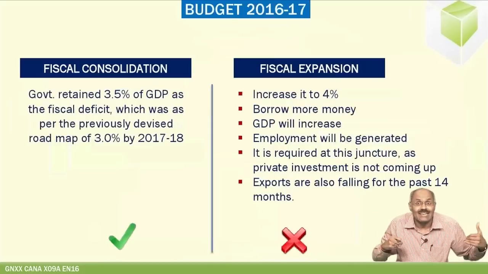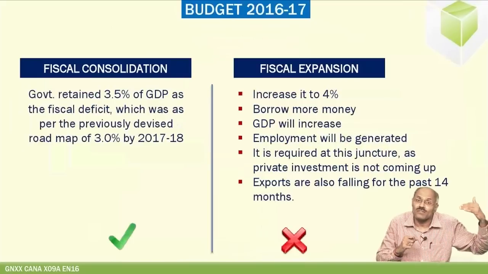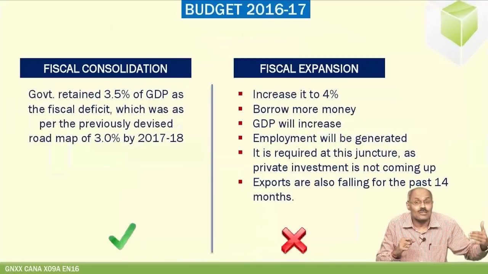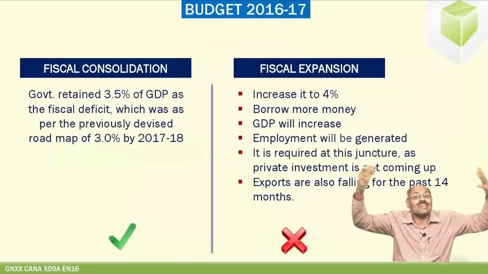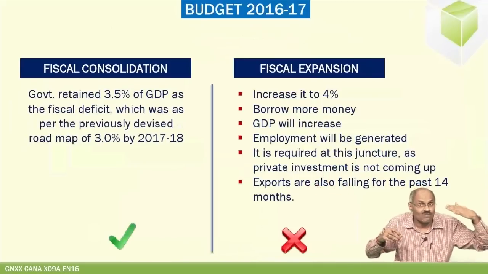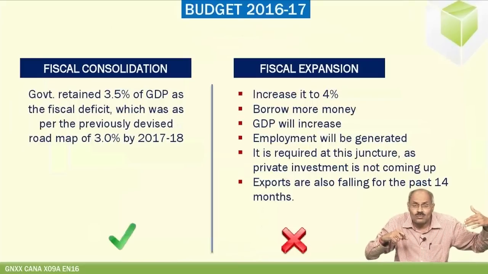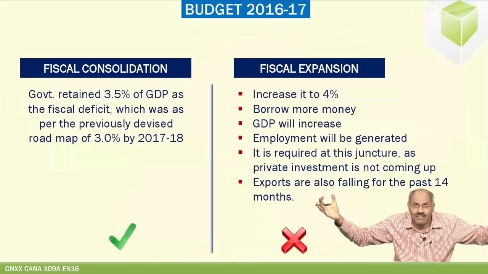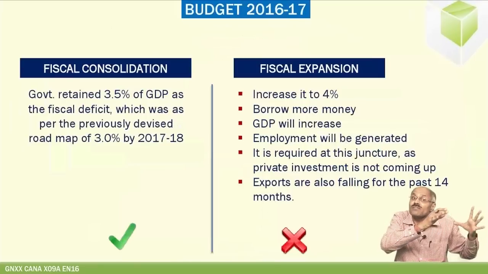So, with that intention, the government voted for fiscal consolidation, and at the same time the government stated that in future the FRBM Act 2003 will be modified so as to give more space for fiscal deficit, because as per the FRBM Act, the government has to bring the deficit to 3% of GDP. So as to go for more fiscal expansion in future, the government decided to take the route of modifying the FRBM Act of 2003. So, the government voted for fiscal consolidation.